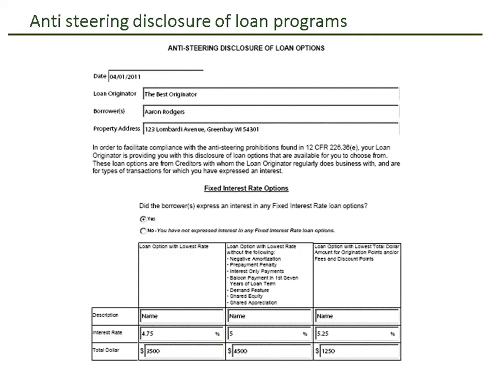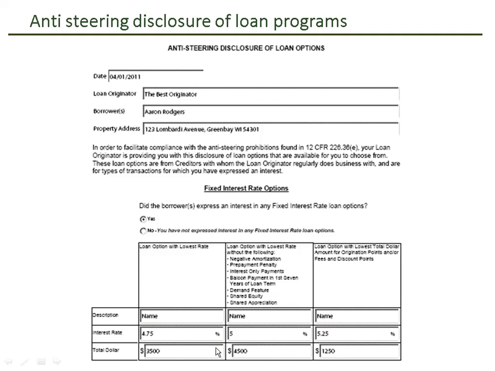This is required as a prior-to document because, again, the borrower should have been able to pick this out before they're signing loan documents. I just took the liberty to fill in some basic information here. Down at the bottom, did the consumer or borrower express an interest in a fixed rate option? You're going to hit yes or no. You're going to hit yes in most cases.